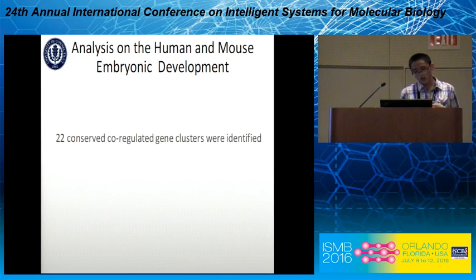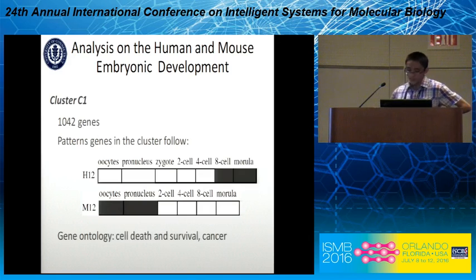So from these data, with our method, we identified 22 total conserved co-regulated clusters. Due to the limits of time, I will not be able to discuss all these clusters. I will just show the 2 largest clusters as an example. So the first cluster has 1,042 genes, and the patterns that these genes follow are H2 and H12 in human, and M12 in mouse.